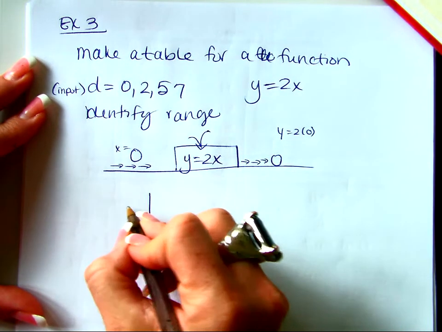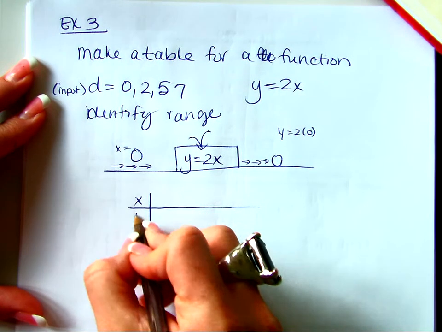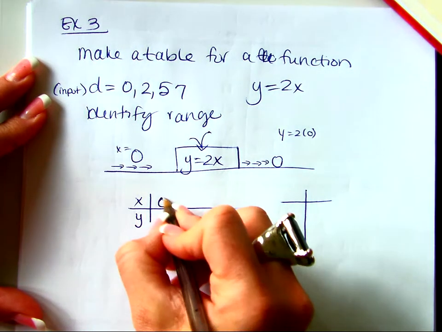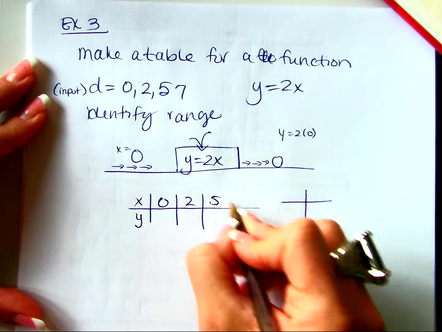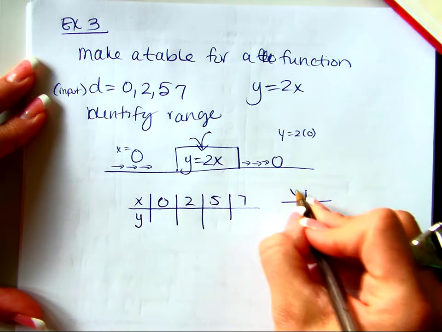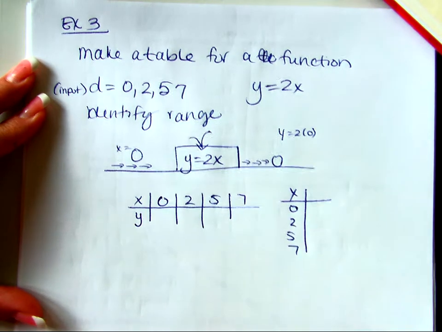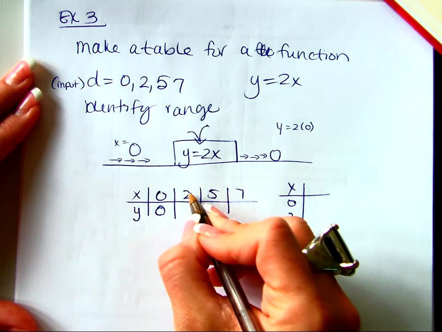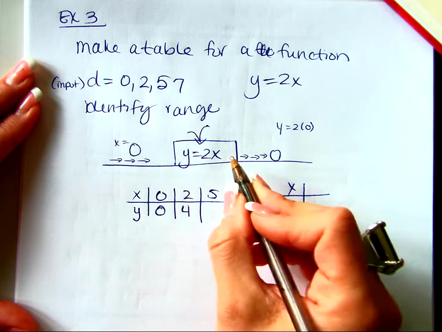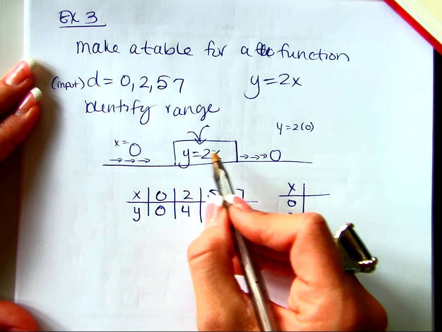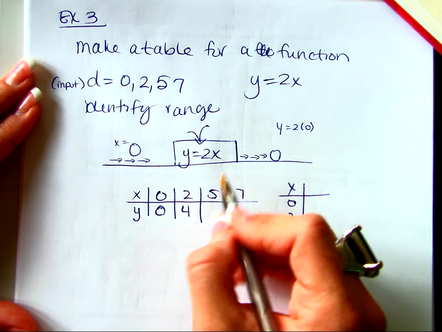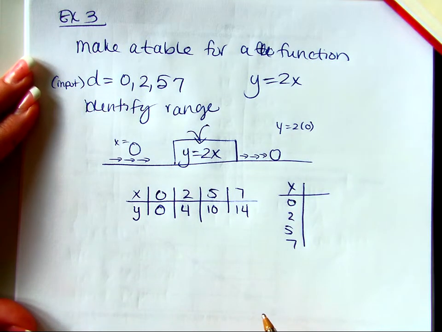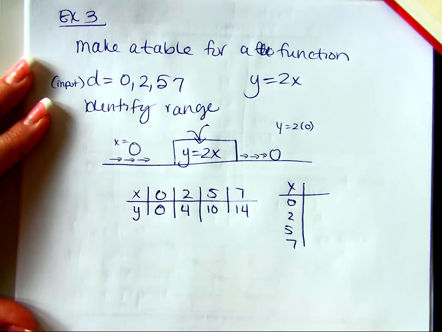So it's asking you to make a table, and at this point I'm going to let you choose whether you would like to make your table vertical or horizontal, and you're just going to fill in the given domains. And again, you could do it this way. You need to be familiar with both. The output was 0 when the input was 0. When the input was 2, your output was 4. So basically what you're doing is just multiplying all of your x values by 2 to get your output, which is your y value. And that's where the function y equals 2x comes from.